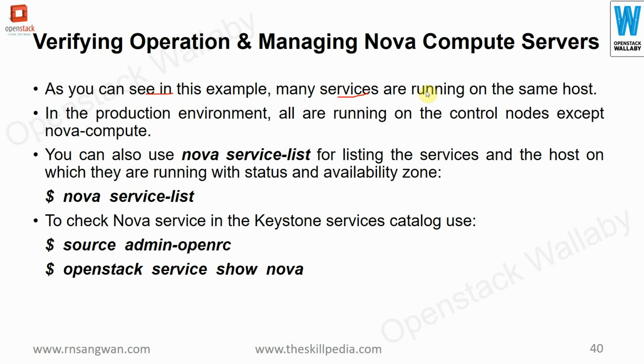As you can see in this example, many services are running on the same host. In the production environment, all are running on the control nodes except Nova Compute. I told you that Nova Compute should be independent, should be running separately. You can also use nova service-list for listing the services and the host on which they are running with the status and availability zone. In fact, I will say openstack service list and grep nova, as we have seen with Glance also. Similar command. Now you will find the commands are similar. If you learn one, you learn the other one easily.